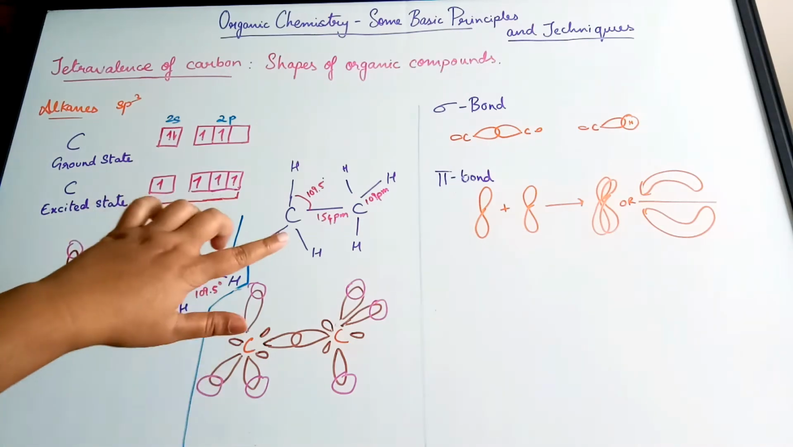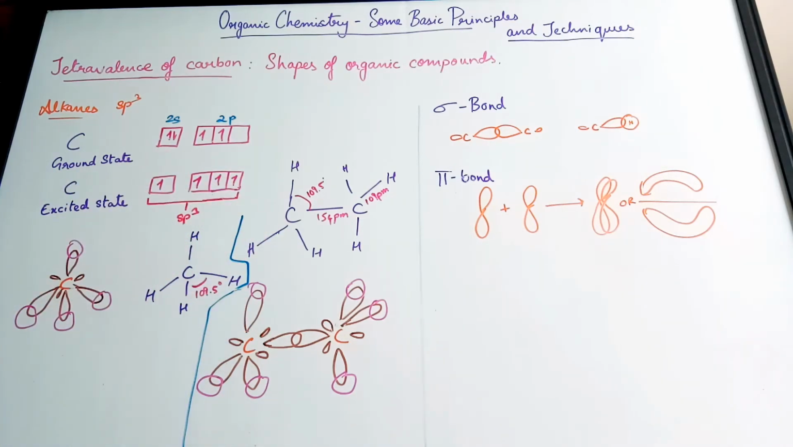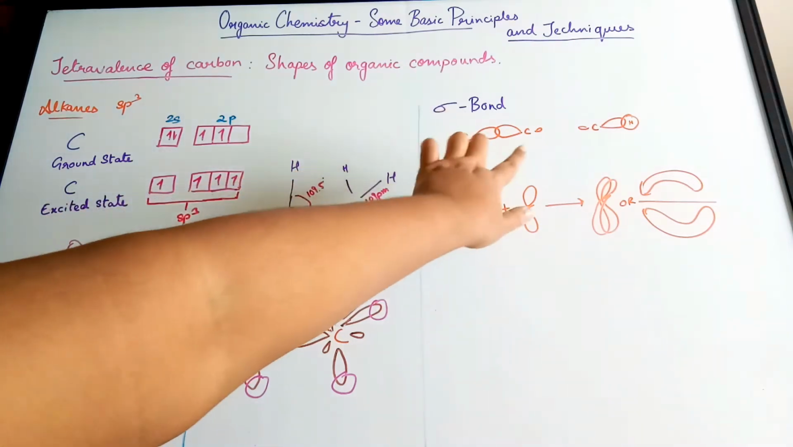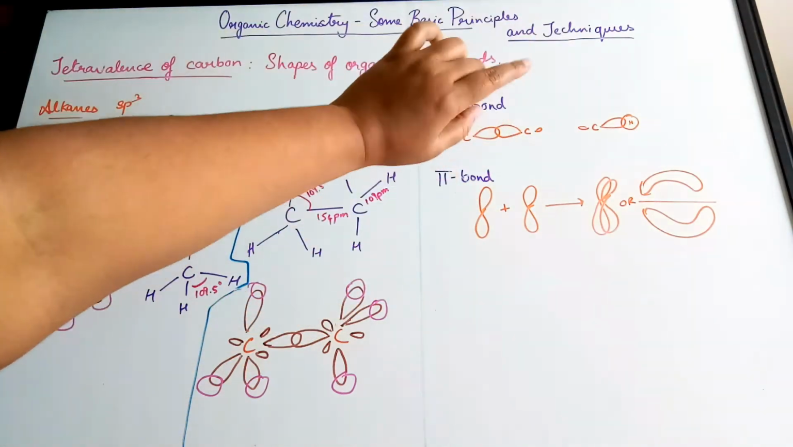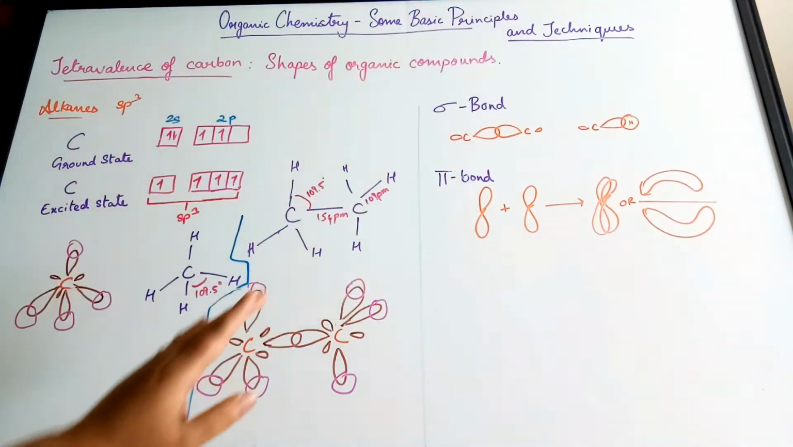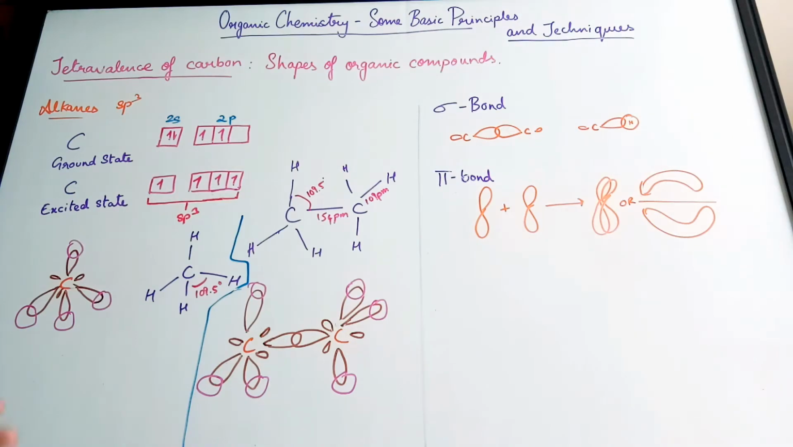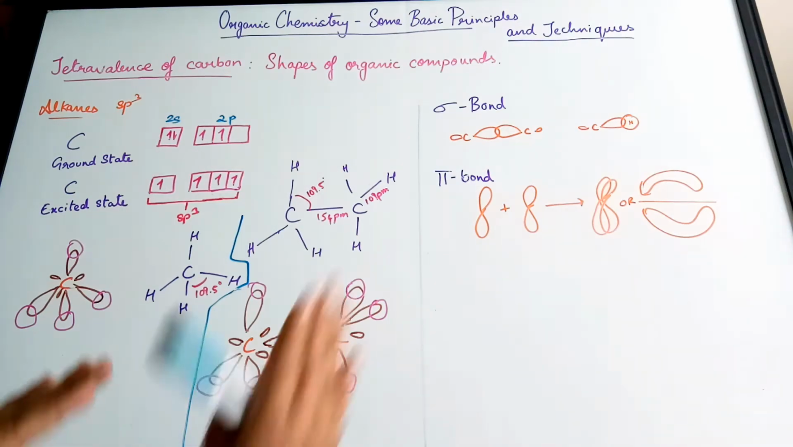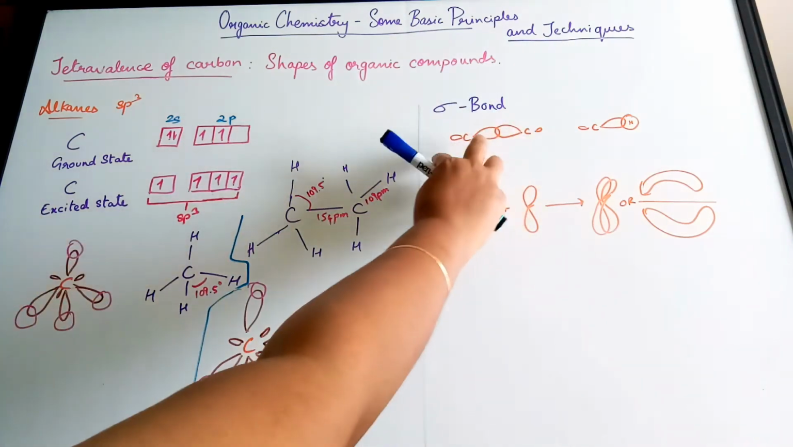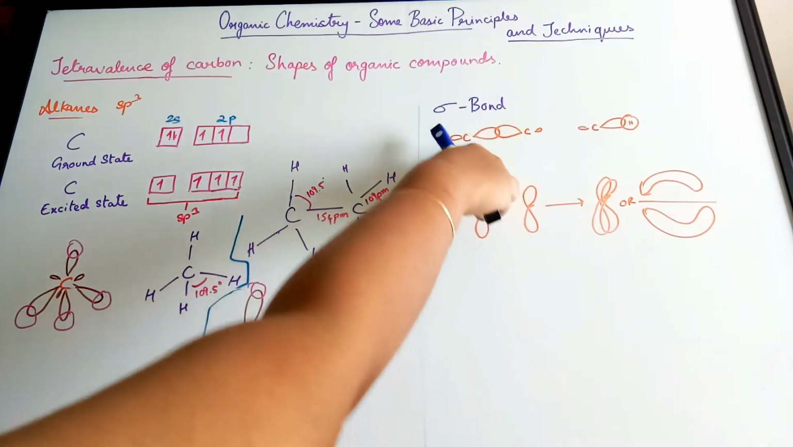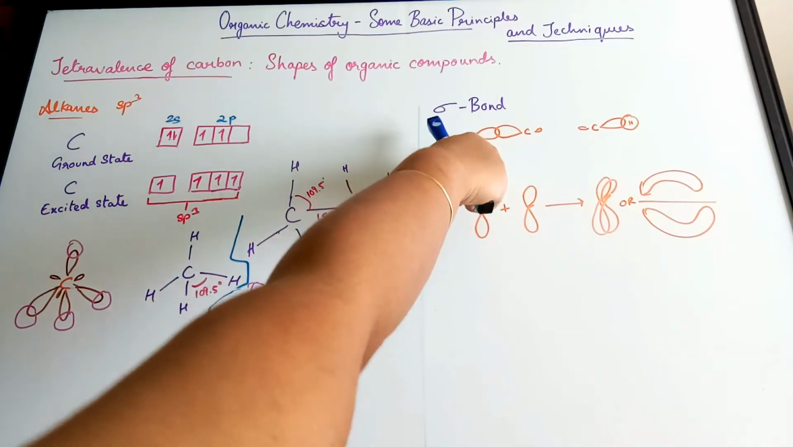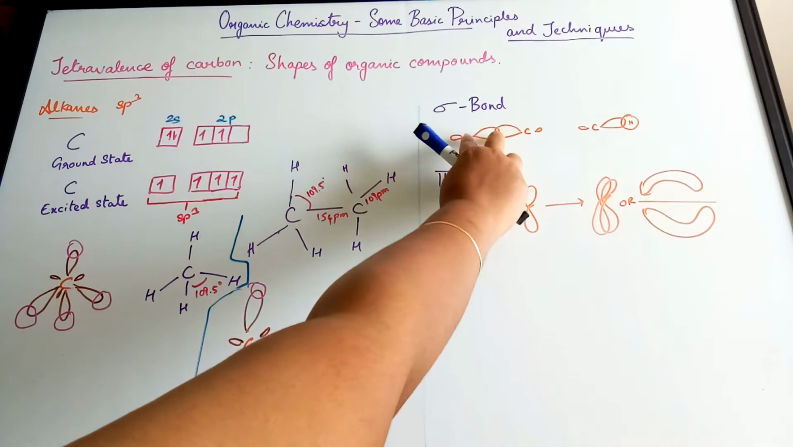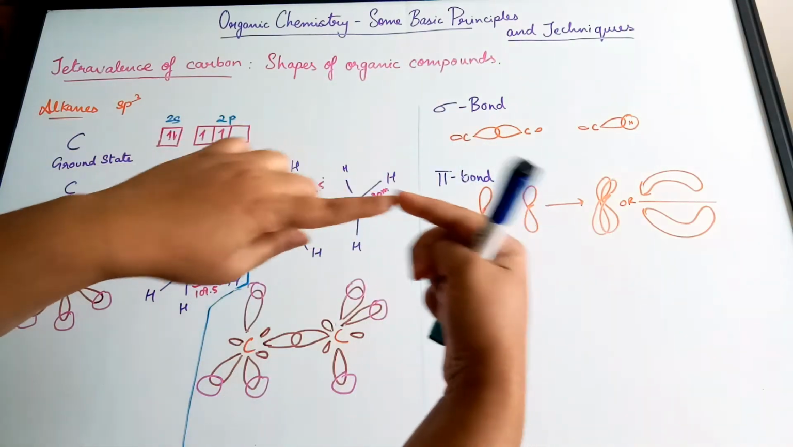First is a sigma bond. A sigma bond is formed by an end-to-end overlap, also called a head-on overlap. So you have an end-to-end overlap in case of sigma bonds, whereas in case of pi bonds, there is a sideways overlap. See, here, this is an end-to-end overlap. This is the sp3 hybridized orbital, and if you notice, it's an end-to-end overlap.